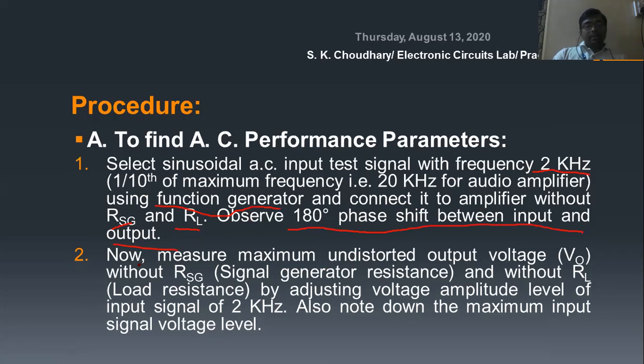The second step is to measure the maximum undistorted output signal, that is V0, without RSG, meaning the signal generator resistance, and without RL, the load resistance, by adjusting the voltage amplitude level of the 2 kilohertz input signal, and also note down the maximum input voltage signal. Here we are studying a small signal amplifier, so we limit the maximum value of the input voltage signal up to 13 millivolts. Practically, you can take it up to a maximum of 100 millivolts.